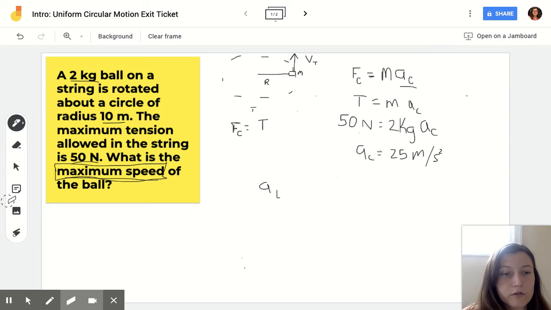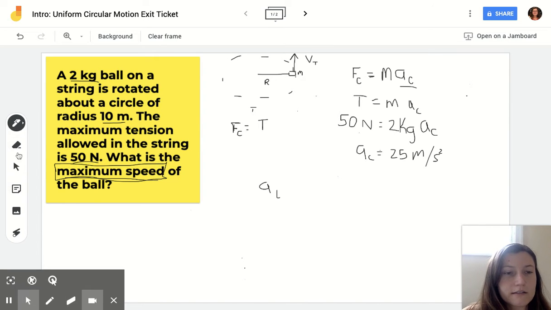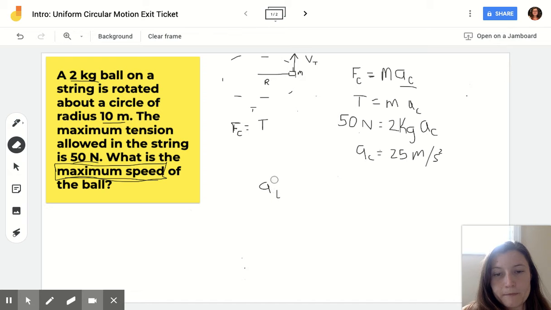Oh, wrong eraser. Oh, there we go. Clean that up a little bit.